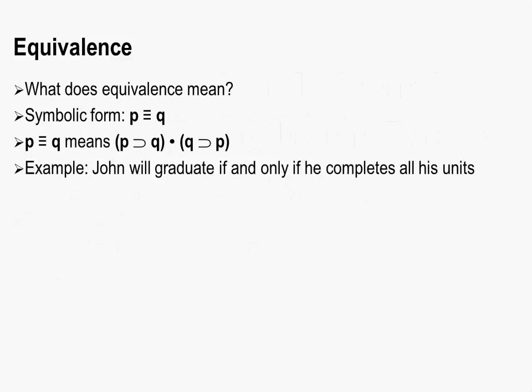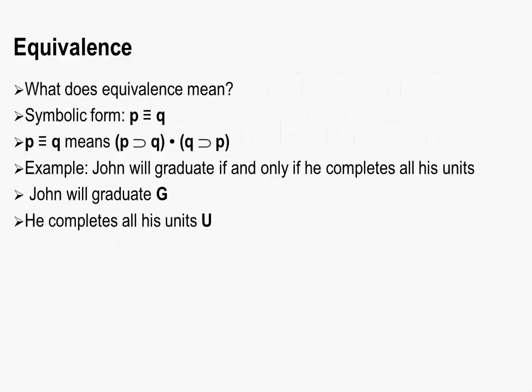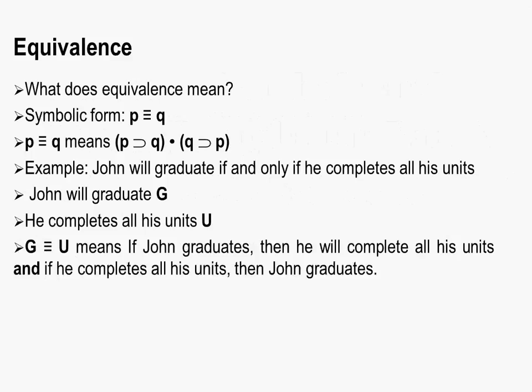So here's an example from everyday language, from natural speech. John will graduate if and only if he completes all his units. So let's let G symbolize John will graduate. Again, remember we're choosing a specific letter which is capitalized. Let U symbolize he completes all his units. G if and only if U means if John graduates, then he will complete all his units. And if he completes all his units, then John graduates.